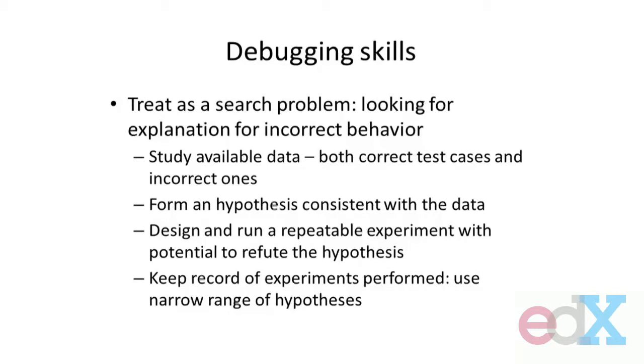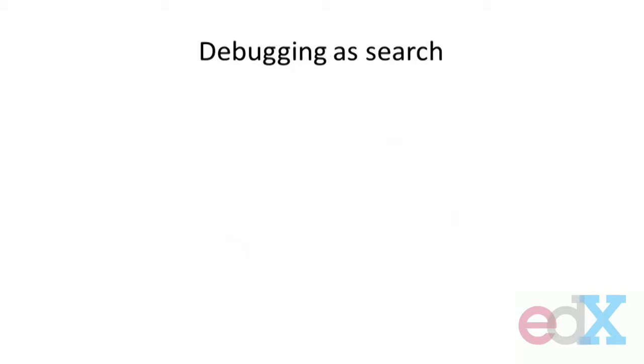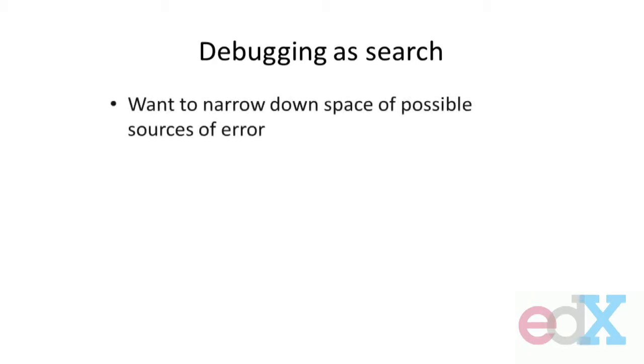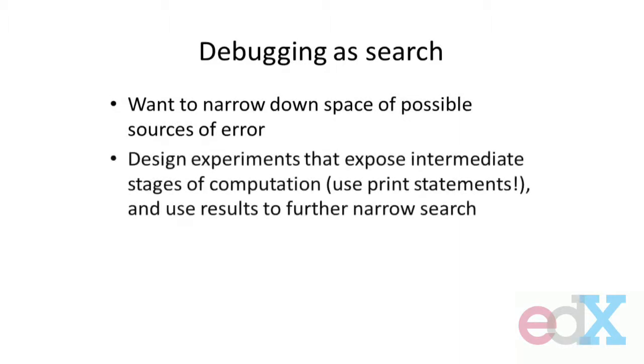Okay, with that, what does it mean to say treat debugging as if it's search? Well, what we want to do is take the space of possible errors and keep narrowing it down. And so we'd like to design things that help us expose intermediate stages of the computation. In other words, if I said I think there's a bug in this piece of code, I'd like to be able to narrow down where in the code that bug could be happening.